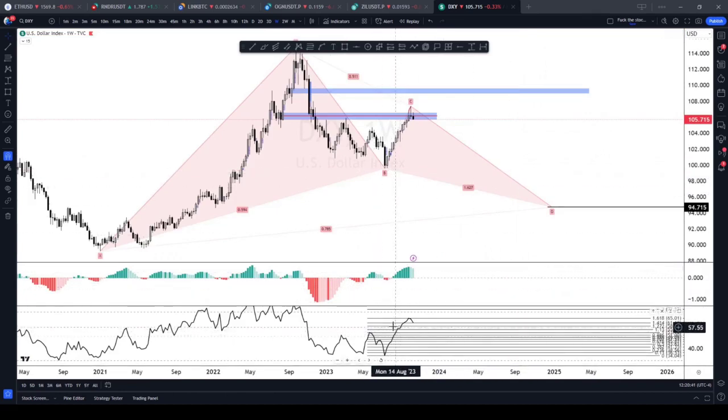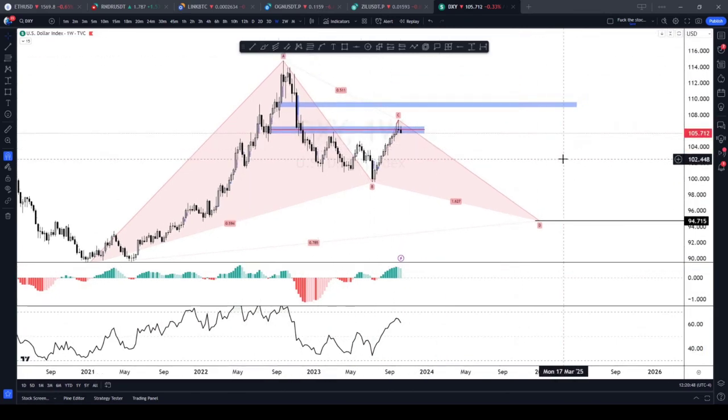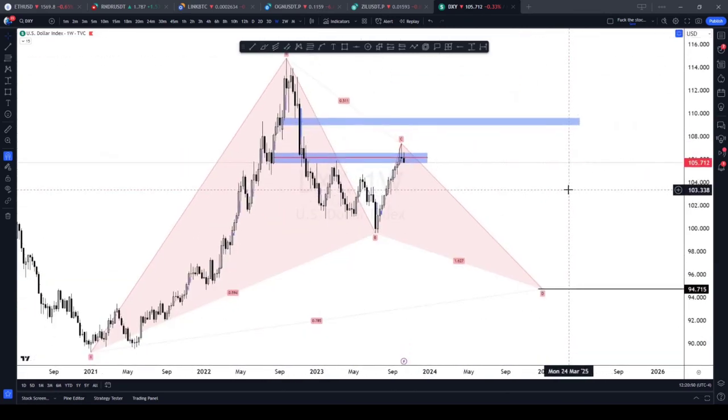We also have a bearish divergence here on the dollar that could be playing out on the weekly time frame. So that's what I'm looking at on the dollar. We could see a rejection here, and then we'll see what happens.